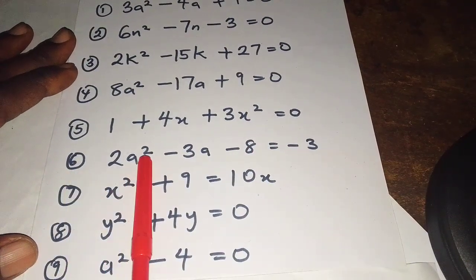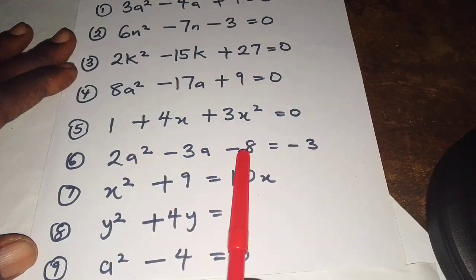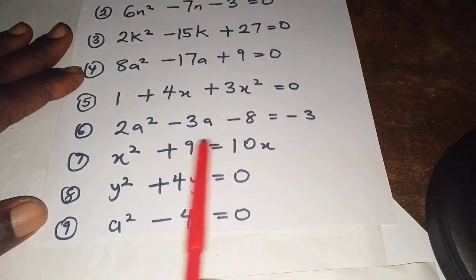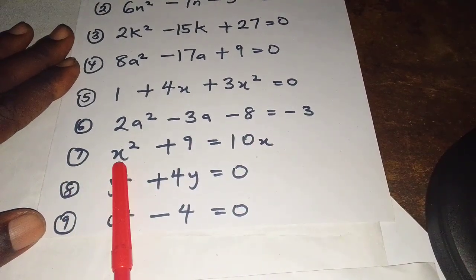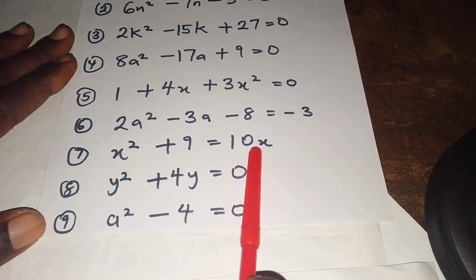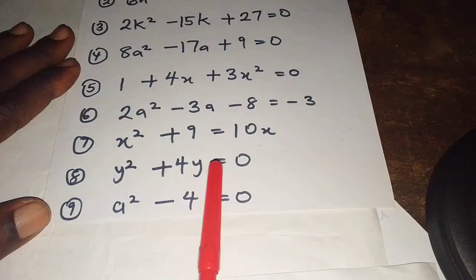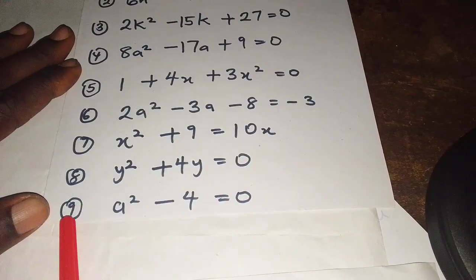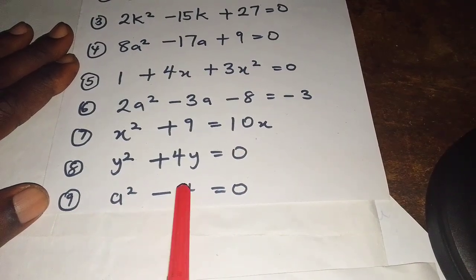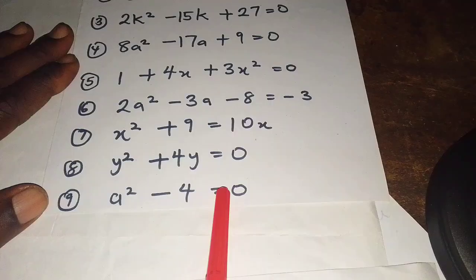6. 2a squared minus 3a minus 8 is equal to minus 3. 7. x squared plus 9 is equal to 10x. 8. y squared plus 4y is equal to 0. Then 9. a squared minus 4 is equal to 0.